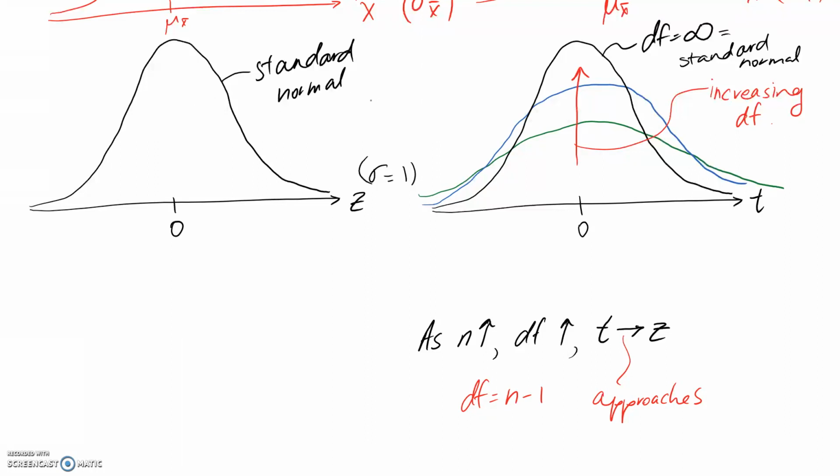The main difference is that for those t distributions, the standard deviation differs depending on how many things are in your sample, as opposed to the Z distribution, where the standard deviation is always going to be equal to 1.